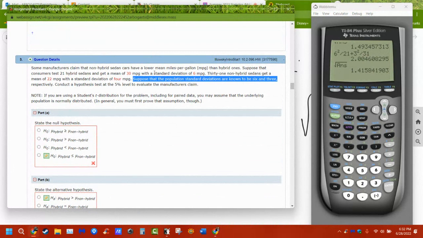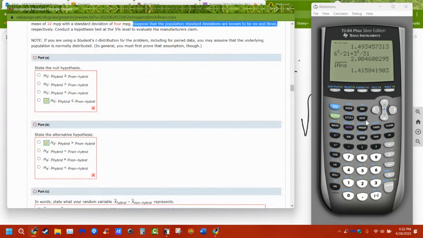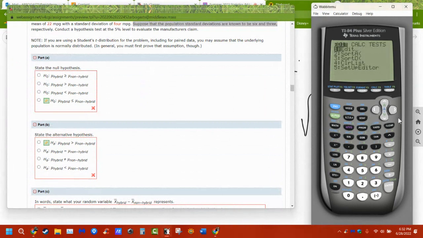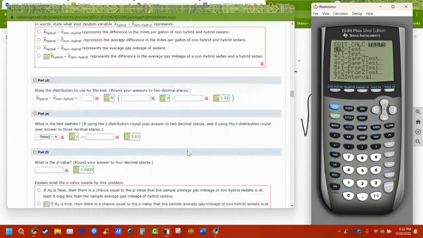So that's the big thing, is that you make sure you're using the population standard deviations, which are 6 and 3. Other than that, everything else is going to be, and then you just do the tests, 2 sample z test, because it's going to be that. But that's how you calculate this. Everything else you just put in. Make sure you put the standard deviations in first and then everything else afterwards.